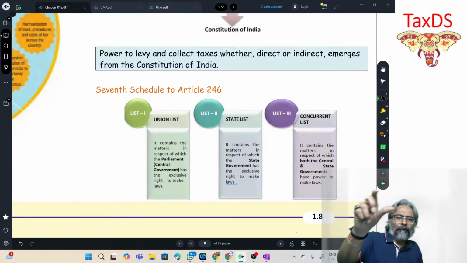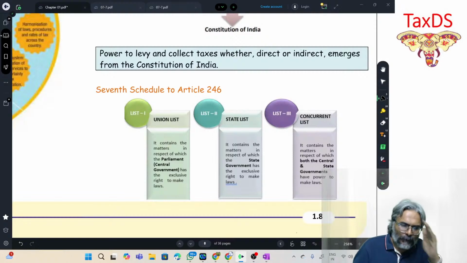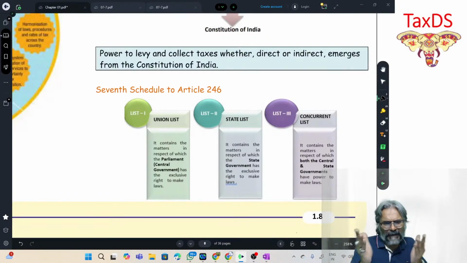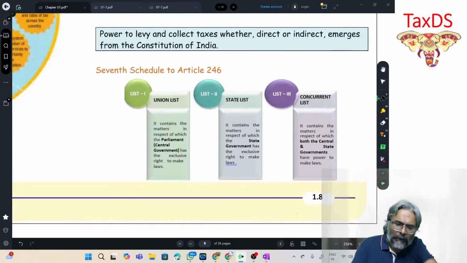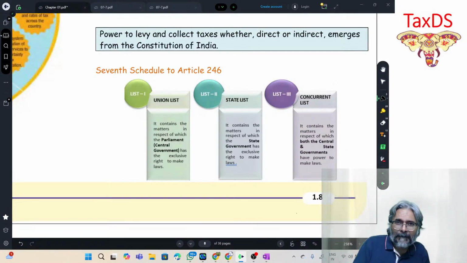Now, what did Article 246 provide? It provided a 7th schedule, and this 7th schedule had 3 lists. One is the union list, second is the state list, and the third is the concurrent list. Many of you are aware of this. In the union list, students, the power was given to the center to frame the law, and the laws in the union list covered both taxation as well as non-tax matters.